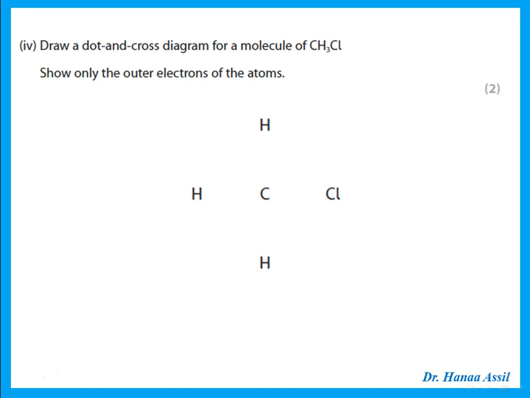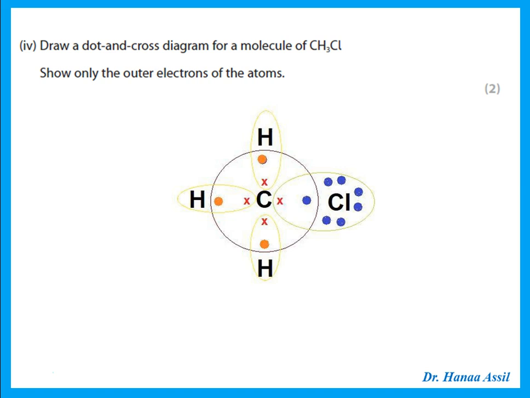Draw a dot and cross diagram for this molecule. Okay, how do we draw dot and cross diagrams? We look at each atom. So let us take chlorine, for example. You should know that chlorine is in group 7. That means it has 7 electrons in its outermost shell. That means it needs how many? It needs 1. If it needs 1, it means it's going to share 1 with the carbon, and the carbon will share 1 with it.